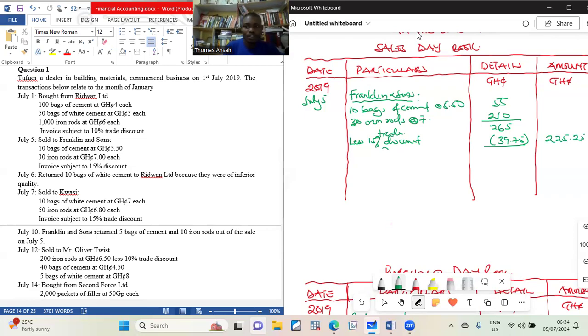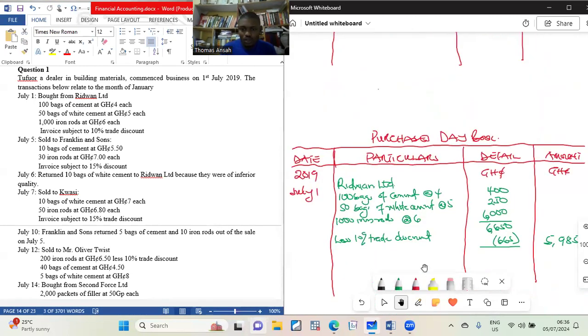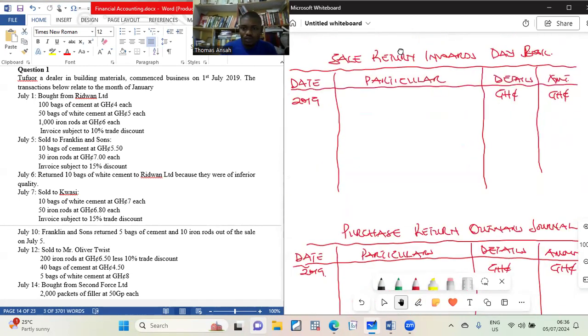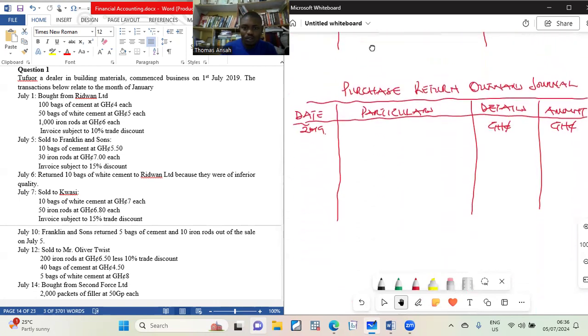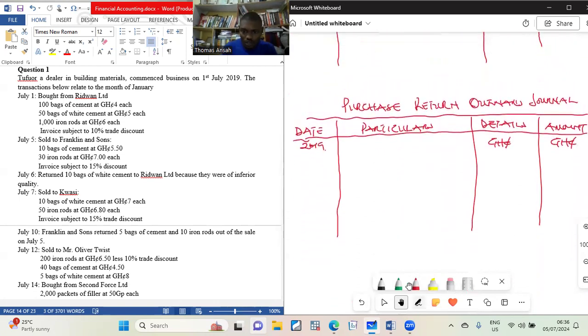The next one is a return. Now this return is a return to, not a return from. So it's a return outward. All right. So it's to Red One, the first person we did a transaction with. So we go to return outwards, and we have July 6th.